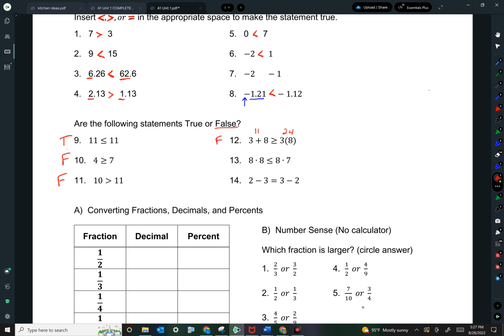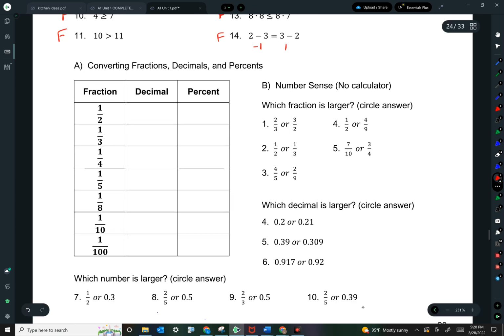Number 13, is 8 times 8 less than 8 times 7? Well, of course, 8 times 8 has got to be more than 8 times 7. So that is false. Is 2 minus 3 equal to 3 minus 2? So in other words, if you have the same numbers and you subtract, are they equivalent? Well, no, because 2 minus 3 is negative 1, but 3 minus 2 is positive 1, right? That's not equal, so that's false.